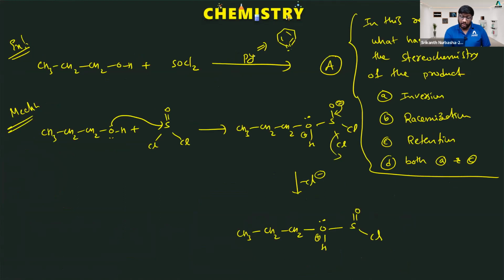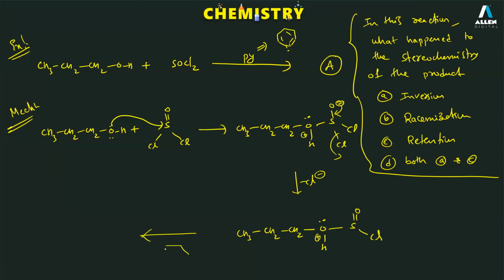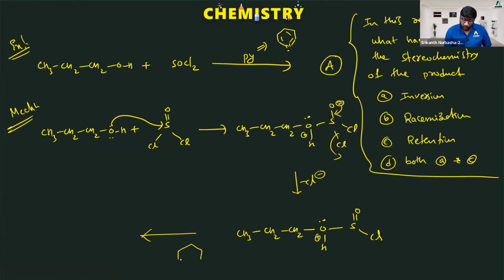But now we have pyridine, or not? Is pyridine an acid or a base? Pyridine is a base. Can I say pyridine now picks up the proton? The chloride ion is not supposed to pick up the proton. Rather, pyridine will pick up the proton now, to form pyridinium chloride.